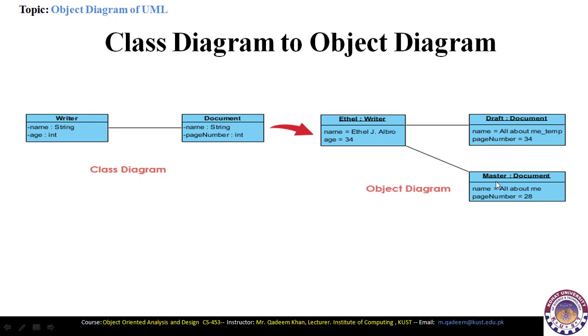And master is another object instantiated from the Document class, with name All About Me and page number 28. So you can see there are two different objects, draft and master, instantiated from the Document class, and they have different values of these two data members at a particular unit of time, and these are associated with one class, Writer, with name Ethel J Albro, age 34.